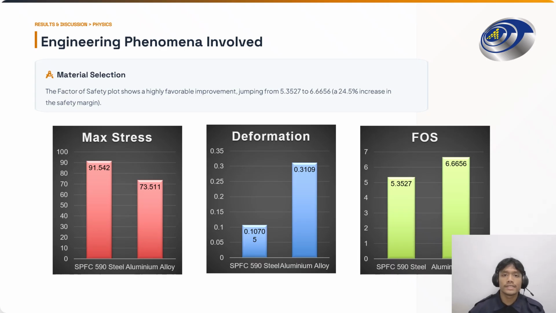Next, let's look at the physics driving our material selection. When we compare steel to aluminum alloy, we see a highly favorable shift in performance because aluminum distributes the loading environment more compliantly. It drops our maximum stress down to 73.5 megapascals, though it does increase total deformation. Most importantly, look at the factor of safety chart on the right. Our safety margin jumps by over 24%, climbing from 5.35 to an impressive 6.6656.